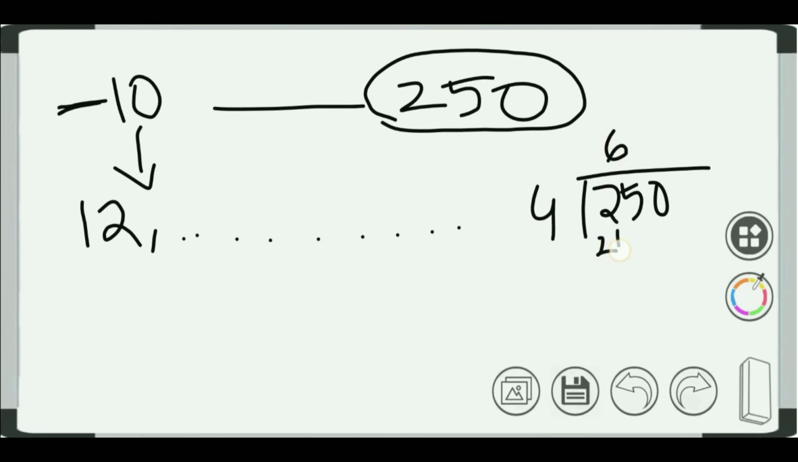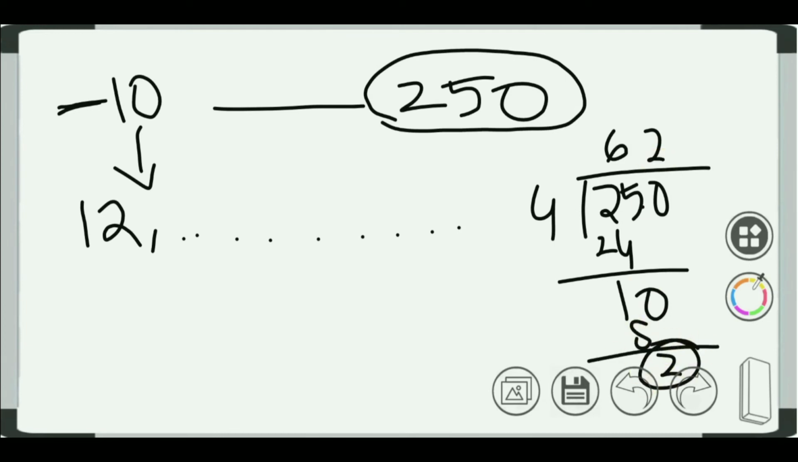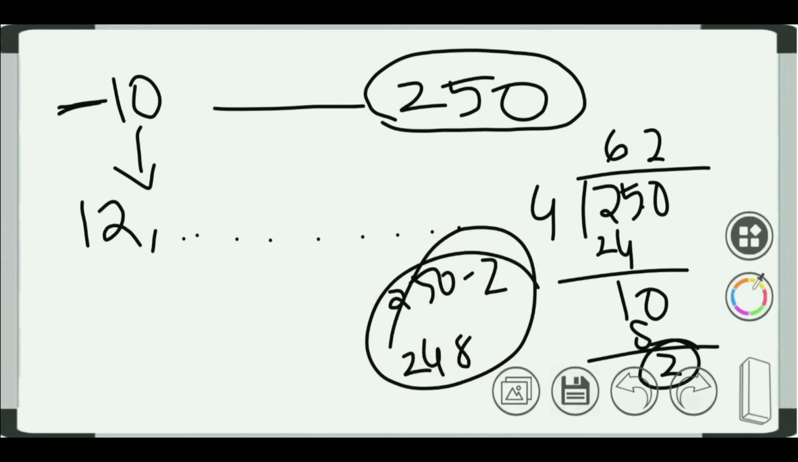6 4s are 24, 10. 4 2s are 8. What is the remainder? 2. That means you need to subtract 2 from this 250. So 250 minus 2 is 248. So the last number will be 248. Subtract the remainder. Okay, so you'll get the last term as 248.